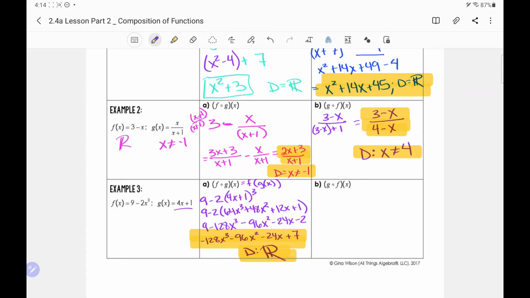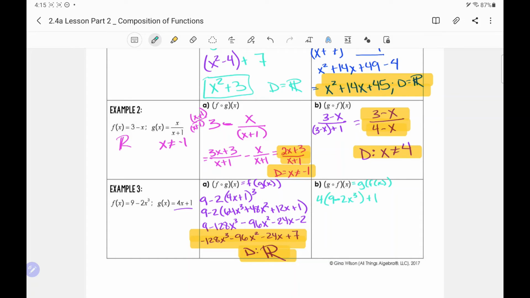And then we can come to g of f of x. If you didn't try A on your own, definitely try B on your own, because you want to build up your confidence to know that you can do this without having to have a guide. So here's the first step. I've written out g, and instead of x, I have the f function, 9 minus 2x cubed. So I have 4 times 9 minus 2x cubed plus 1.